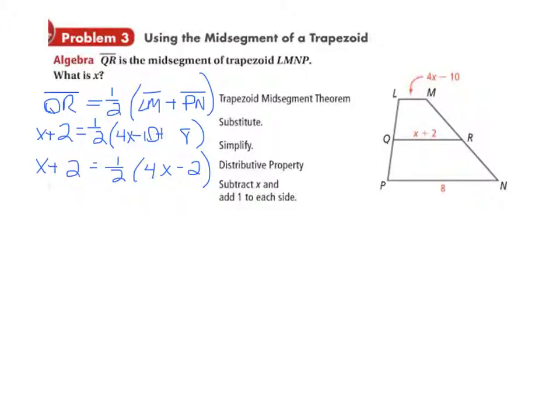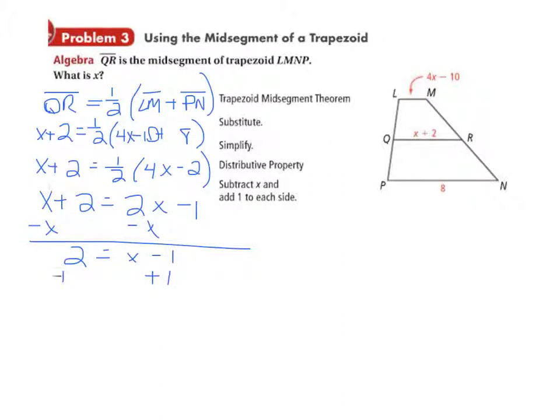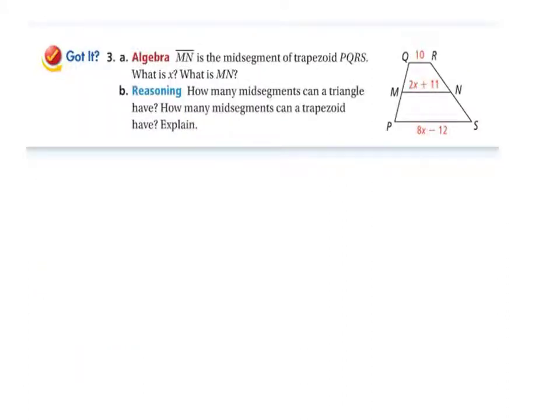Okay, now we're going to go ahead and simplify. Let's go ahead and take our half through. So we got x plus 2 is equal to 2x minus 1, and subtract x, 2 is equal to x minus 1, plus 1 on both sides, and we end up with x equals 3. All right, now it's your turn. Go ahead and go for A.